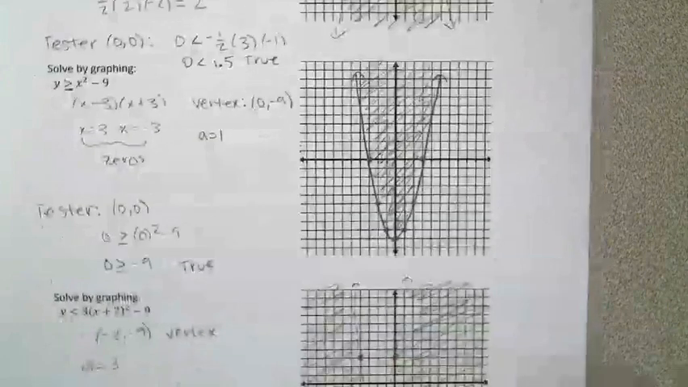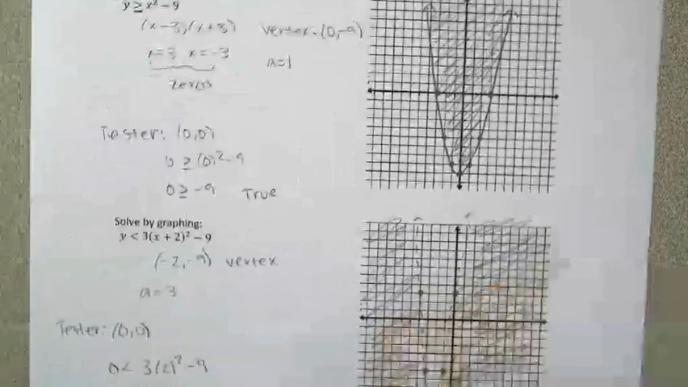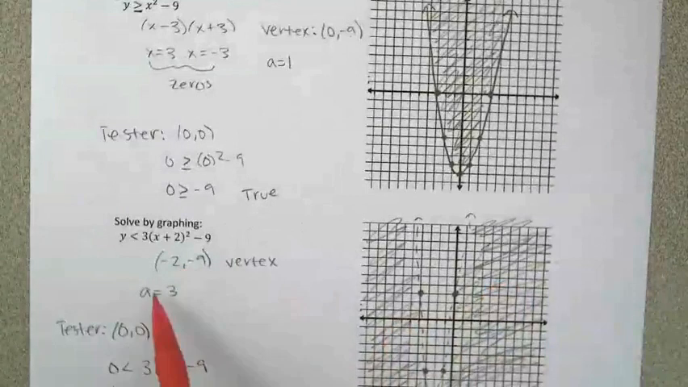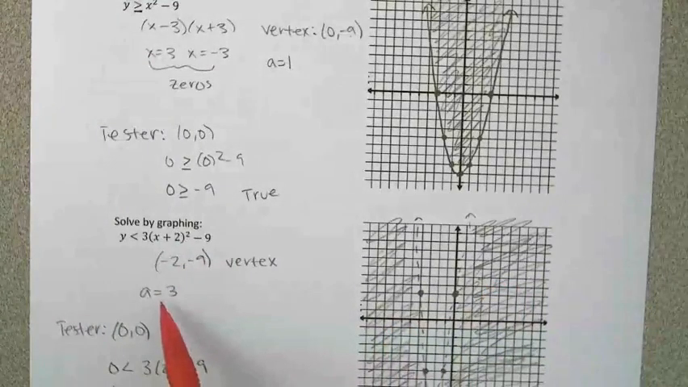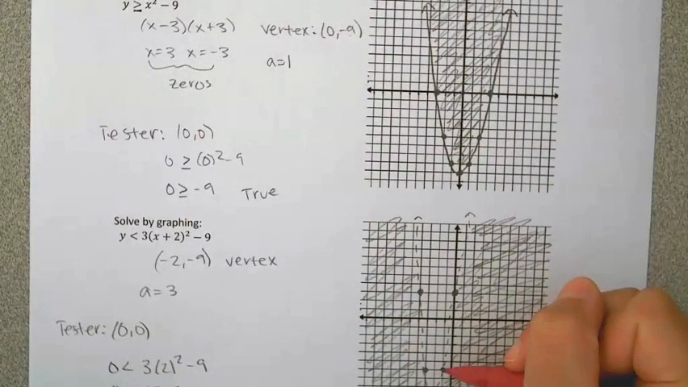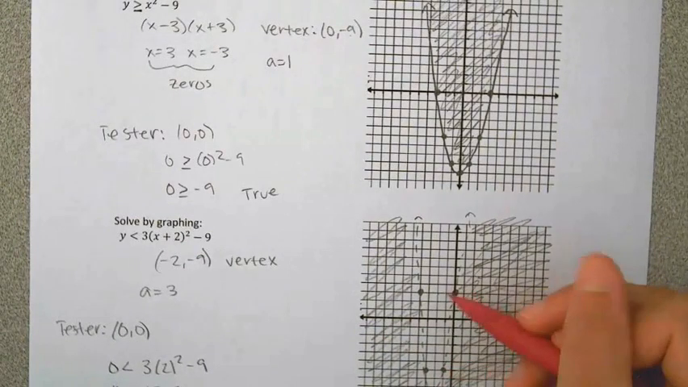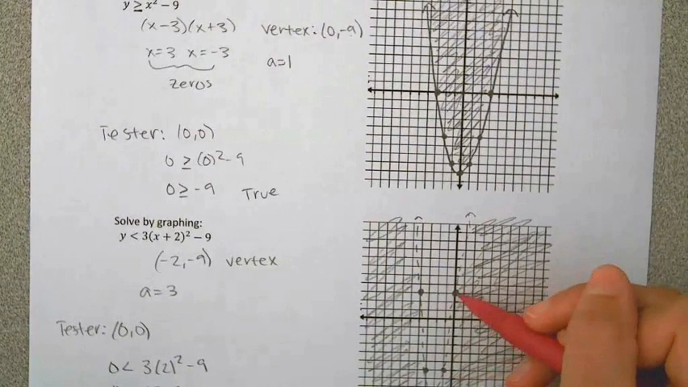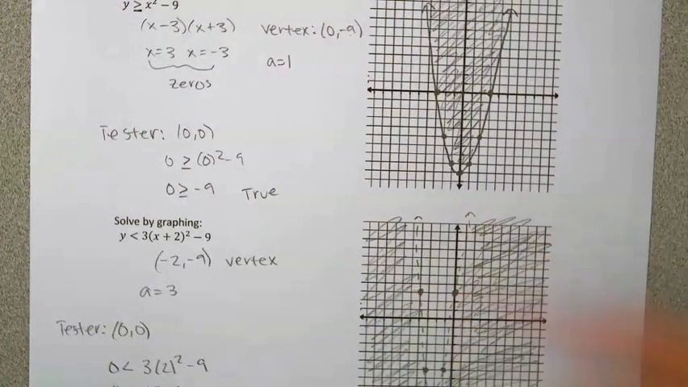For this last one, I got my vertex from vertex form. My a value was 3. So I put my vertex down, -2, 9. And then I counted up 1, 2, 3 over 1. And then I kind of did this in my head. I counted up and found what my y-intercept was and put the other point. You might need to write that down, or you can continue with the pattern.